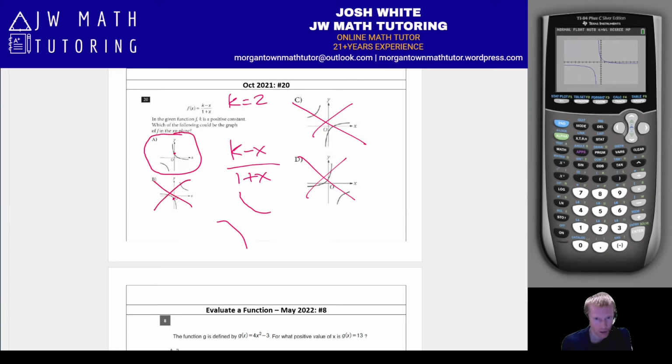B is not correct. And again, we can get this all entirely in the graphing calculator by picking a value for k. And we could choose a different number. We could choose 3 or 1 or whatever, even 4 or 5, just as long as it's positive. And we would get something that's similar to answer choice A.